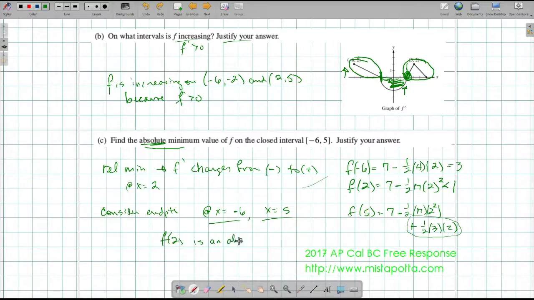is an absolute minimum because f of 2 is at a critical point, and it's actually a relative minimum and less than the endpoints. I need to put some type of justification for that there. Usually the math itself is enough. And you'll probably get points for finding the relative minimum, considering the endpoints, and eliminating them.